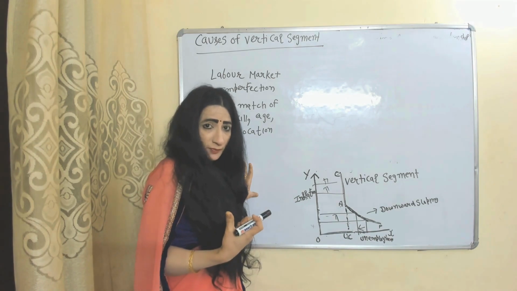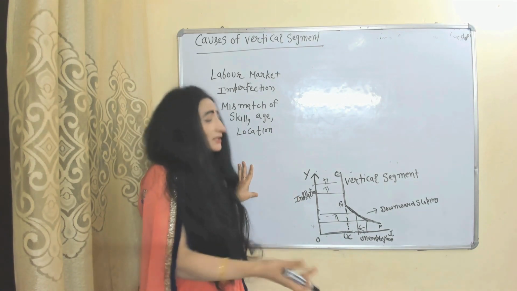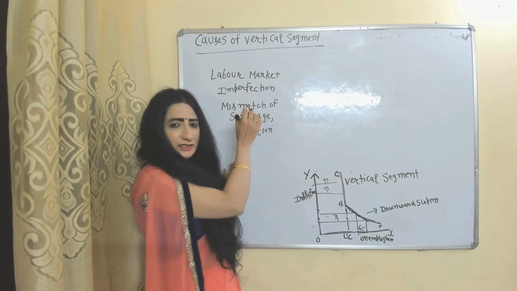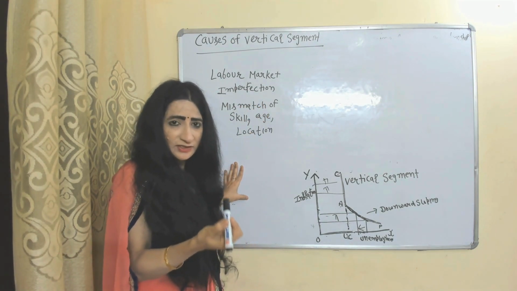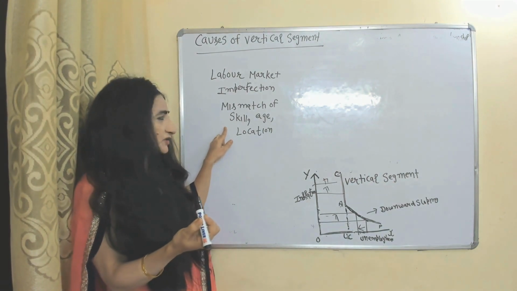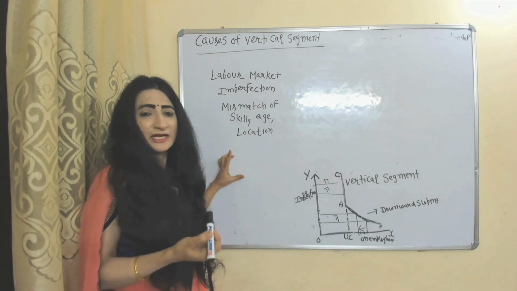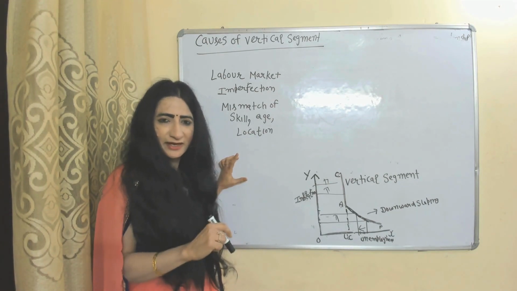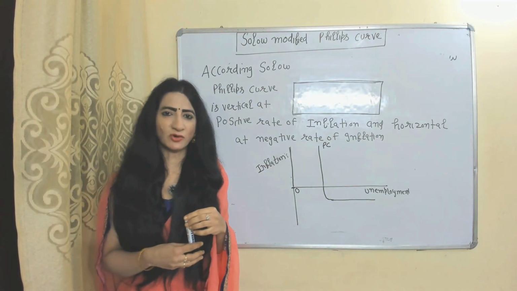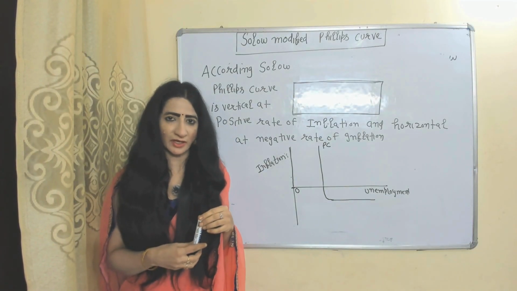But according to Tobin, there are some more causes related to labor market imperfection. According to Tobin, unemployment rate is not reducing due to mismatch of skill, age and location. That means businesses are not receiving employees as per their requirement. Now we will see Solow modified Phillips curve.